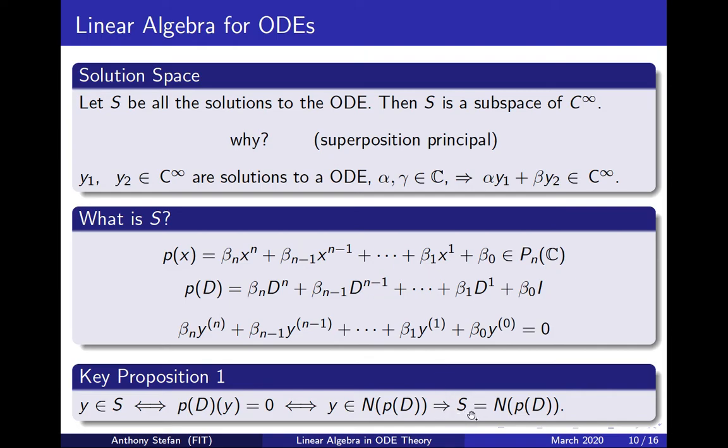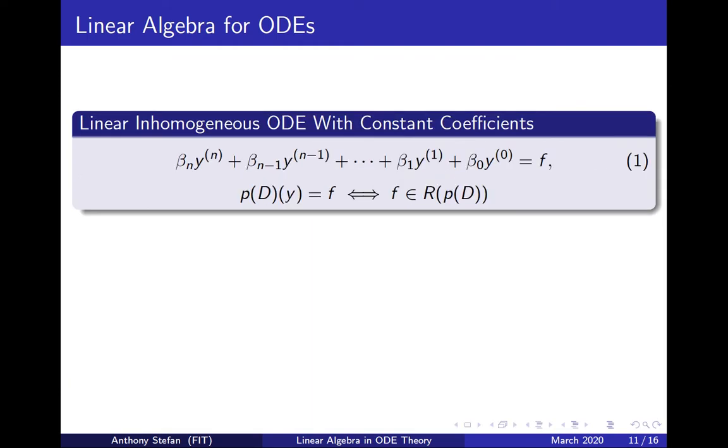which implies that S is equal to the null space of P of D, which means that the solution space is actually the null space. So this is very interesting because now we know how to find the null space. So that was for homogeneous ODE with constant coefficients. I just want to show you the case when we have a linear inhomogeneous ODE with constant coefficients.